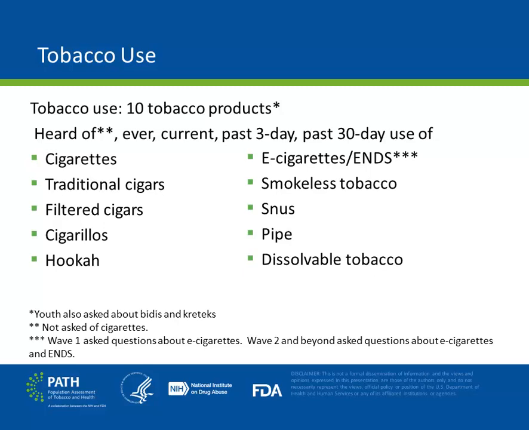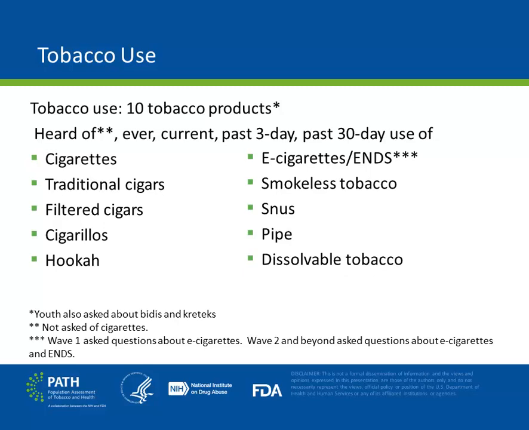It should be noted that the electronic nicotine delivery systems, or ENDS, were relatively new to the U.S. market, and mostly only e-cigarettes were available at the time of Wave 1 instrument design and data collection. For this reason, the Wave 1 instrument asks only about e-cigarettes and does not ask about e-cigars, e-hookah, e-pipe, vape pens, or other types of ENDS. However, Wave 2 and beyond include questions about non-cigarette ENDS products.